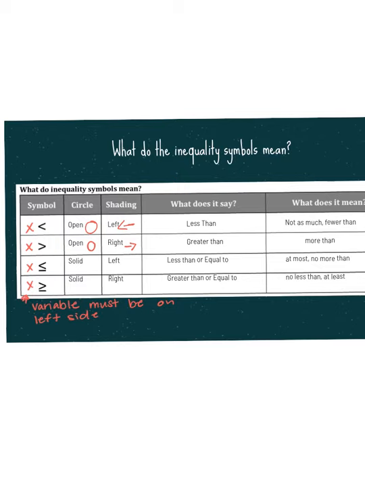Okay, the next one down says x is less than or equal to. Well, here we're going to shade it in. So if it's less than or equal to, then you have to color in that circle to show that it's less than or equal to. And you're going to shade to the left, because left would be the numbers that are smaller than, less than or equal to. Okay, and your bottom one says x is greater than or equal to. So again, that's going to be a solid circle. And here you're going to shade to the right. Greater than or equal to, no less than, at least.